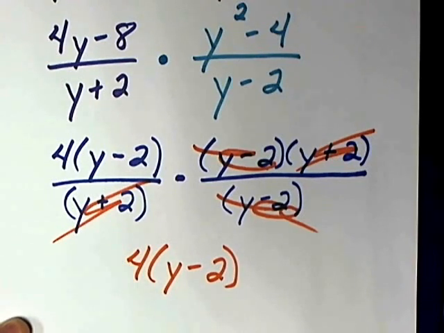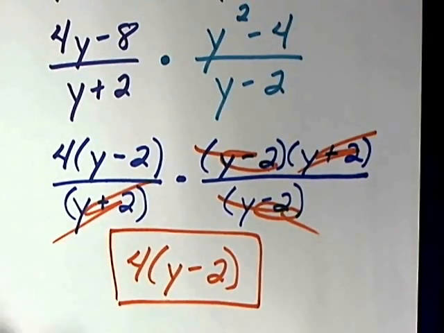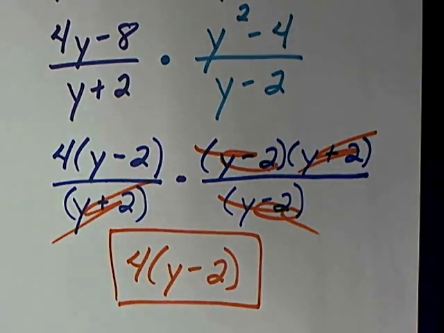Leave it in factored form, because if we want to do something with that, we like factored form an awful lot. Don't feel like you have to multiply anything. So to simplify, we factor and cancel. To multiply, you factor and cancel. To divide, you flip the second fraction and then multiply by factoring and canceling. And that's how to simplify, multiply, and divide rational expressions.